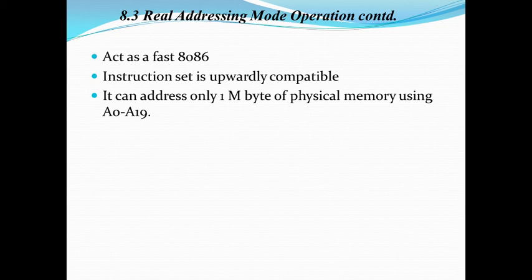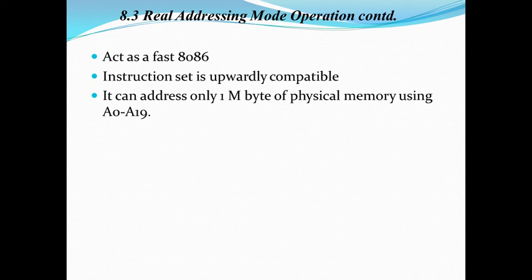In real address mode of operation, the 80286 acts as fast as the 8086. The instruction set is upward compatible with that of the 8086. The 80286 addresses only 1 MB of physical memory using A0 to A19. The lines A20 to A23 are not used by the internal circuit of the 80286 in this mode.